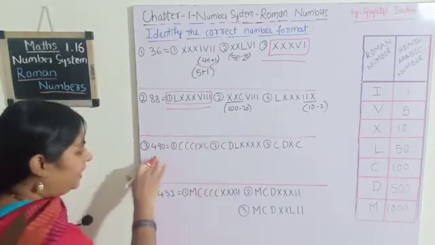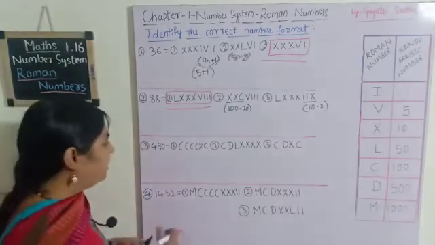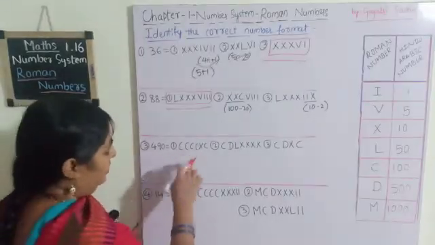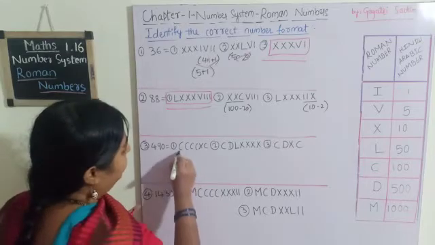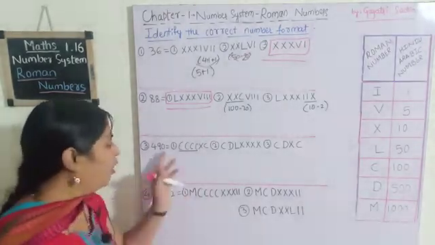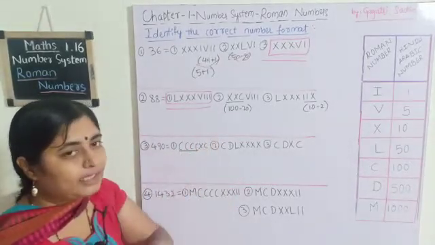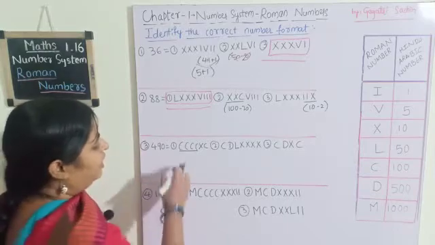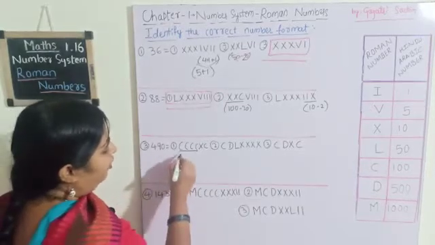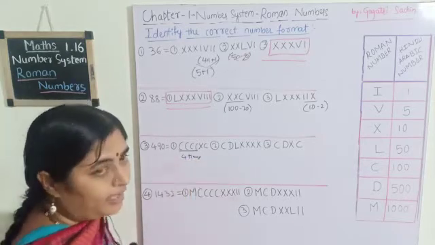Okay, next, coming to the third example, 490. What have they done here? Let's see. CCCC. What have they done? See here. Can we write 400 like this? No, because we can use I, X, C, M a maximum of 3 times. Here they have written up to 4 times. This is wrong. Okay, we will not write like this.